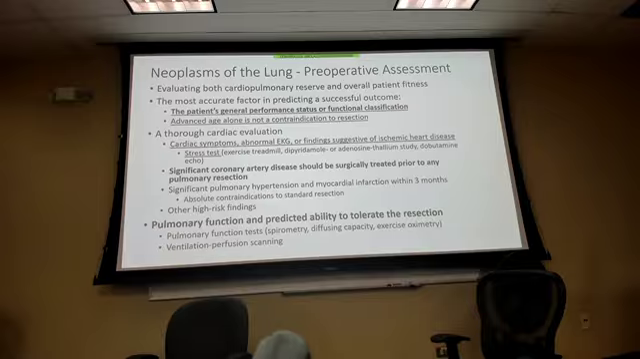Okay? All right. If the patient has significant cardio or coronary artery disease, they should probably be surgically treated, okay, with either a stent or a bypass or something before we take part of their lung. If they have significant pulmonary hypertension, and if they have had a MI within 3 months of their surgery date, they are an absolute contraindication for that surgery. Okay?